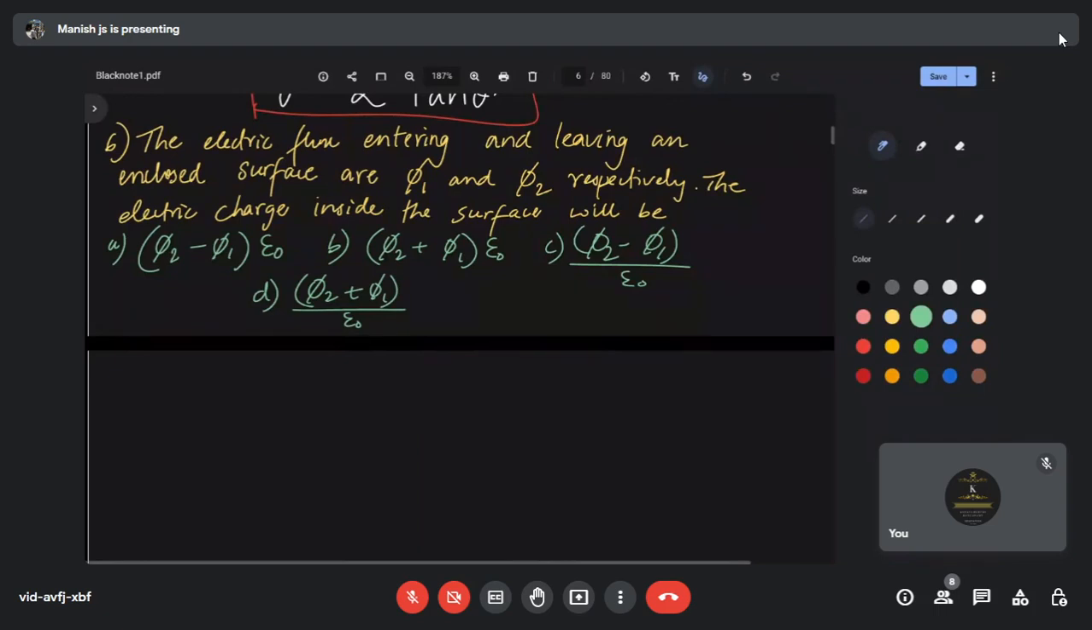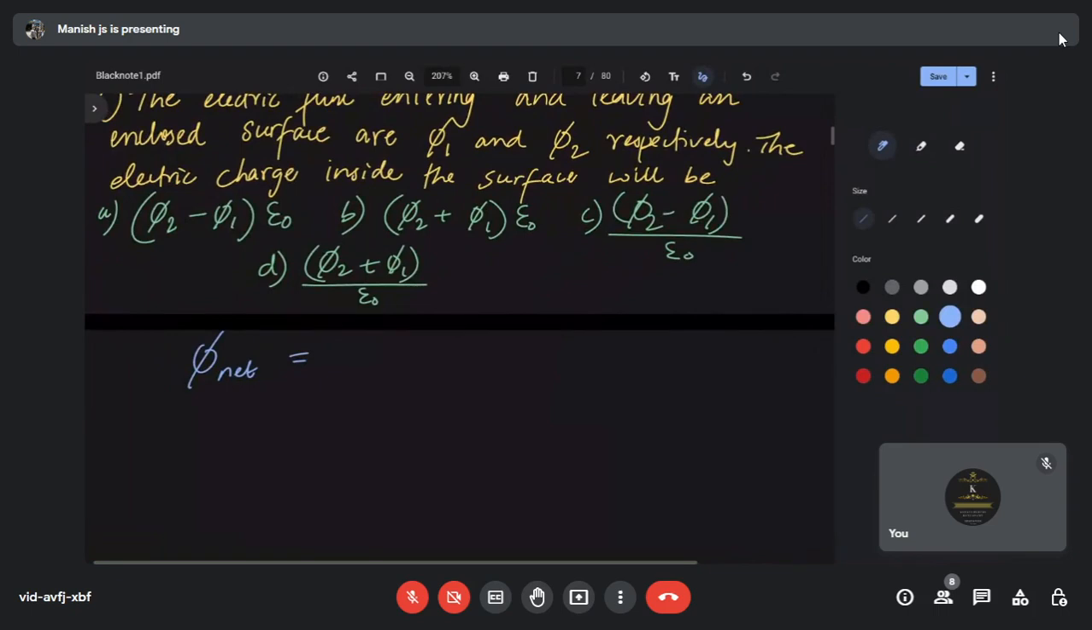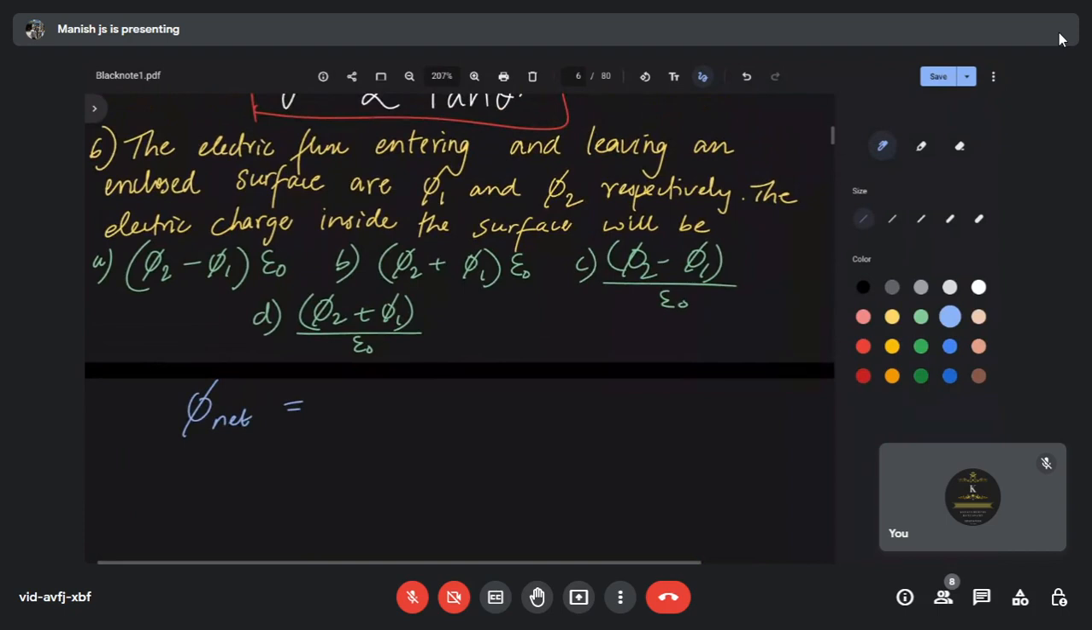Sir, option A. Yes, it is option A. So how did you do it? Sir, first we assumed that the net electric flux is phi 2 minus phi 1. Yes. Okay, but how do you get the net electric flux of a closed surface? Which theorem do you have to apply?